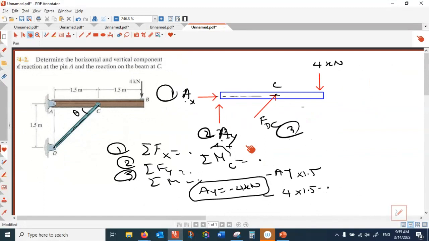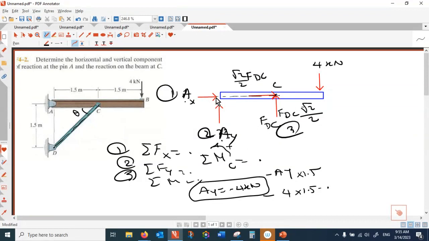And now that I find AY, for this, I can resolve that into two components. This is a 45 degrees, right? So I can replace that by two components, that is FDC root 2 by 2. That's cos and sine of, this is cos 45 degree, this is sine 45 degree, right? So I resolve that into two components.